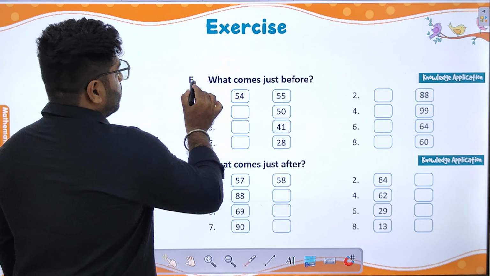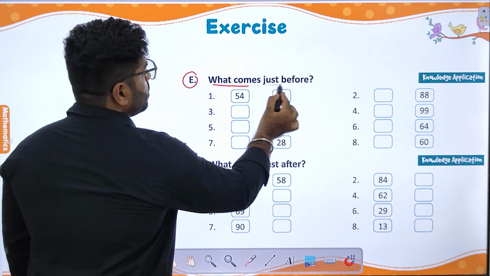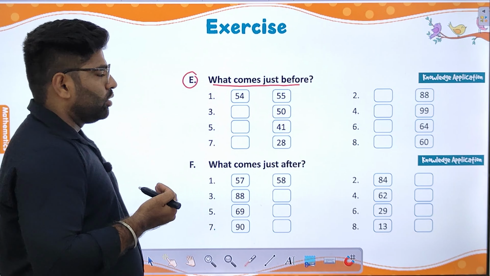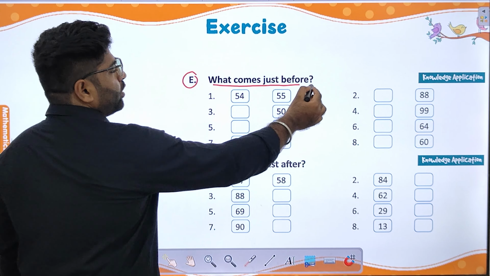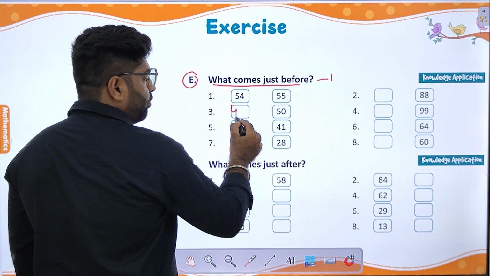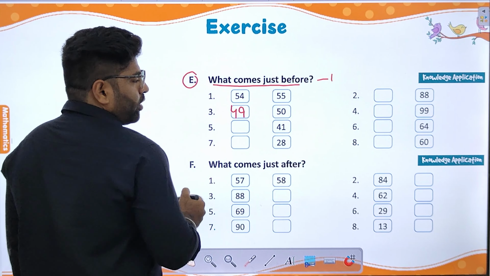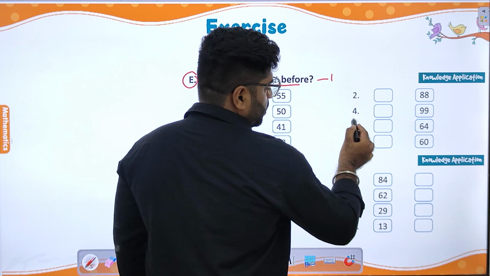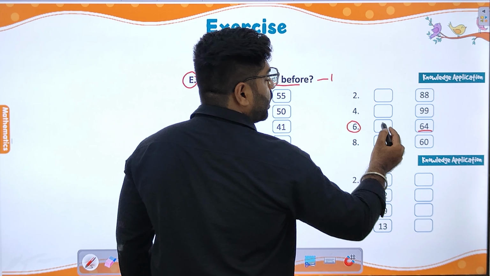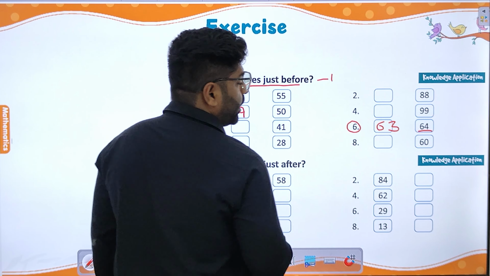In question number E, we are having what comes just before. Before means just one before the number. So we have to subtract 1 to find the before number. So before 50, we are having 49. And we will pick question number 6 in this way. We are having 64. Before 64, we are having 63.